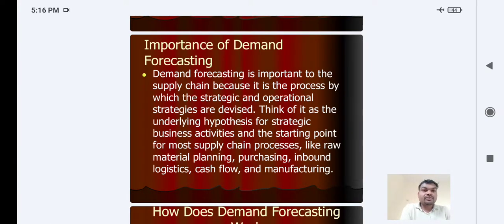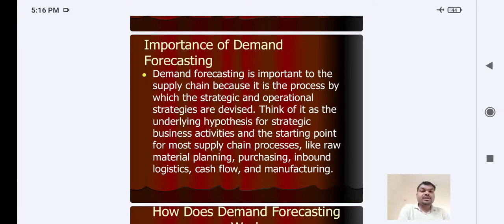Because without forecasting, demand cannot be fulfilled. How can we fulfill the demand? When we forecast where the requirement is and in how much quantity, then we can supply the proper material at the proper place in the supply chain. So demand forecasting is a very important thing for the smooth operation of manufacturing a product.